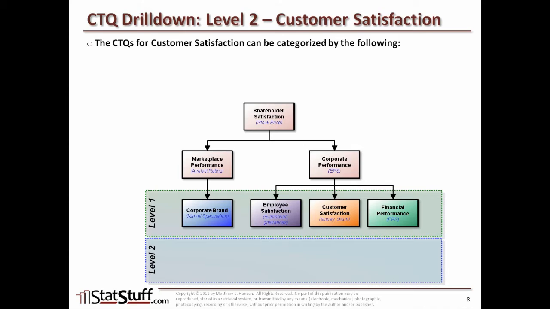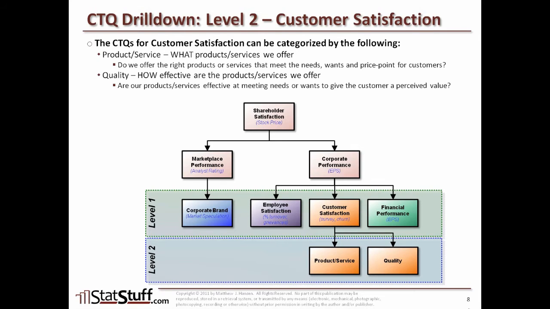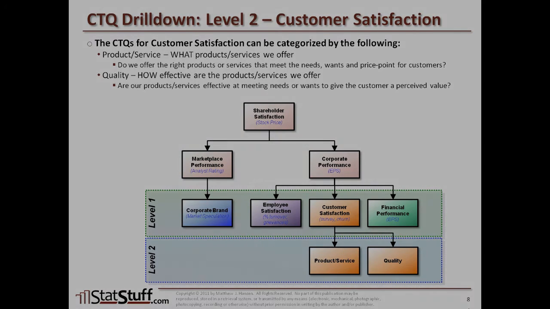With some of the examples that we have here, the level 2 CTQ might be product or service. For example, what are the products or services that we're offering to our customers? Are we offering the right products or services that meet their needs or wants, and at the right price point for those customers? Another CTQ under customer satisfaction could be quality. That is, how effective are those products or services that we're offering to our customers? In other words, are they effective at meeting those customers' needs or wants and giving them the perceived value that they intend from these products or services?